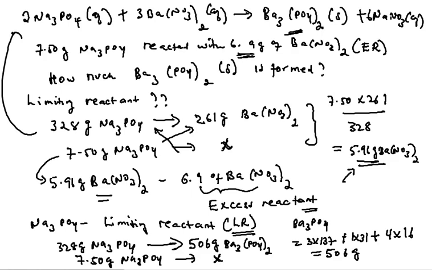Okay, so we're going to continue this. I don't have any space here, so I'm going to continue here. Remember that we have 328 grams of sodium phosphate gives us 506 grams of barium phosphate. So 7.5 grams of sodium phosphate will provide us X grams of barium phosphate.